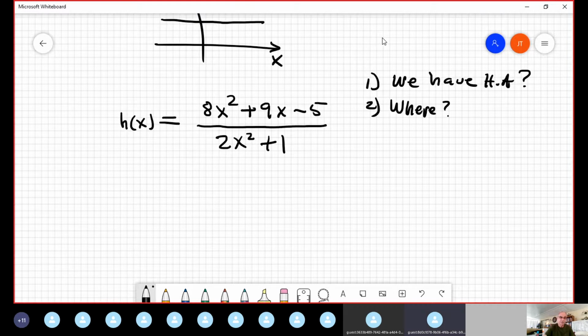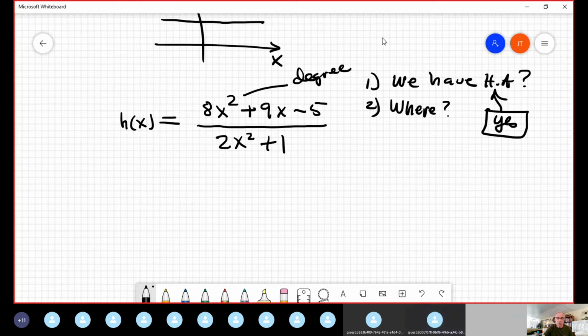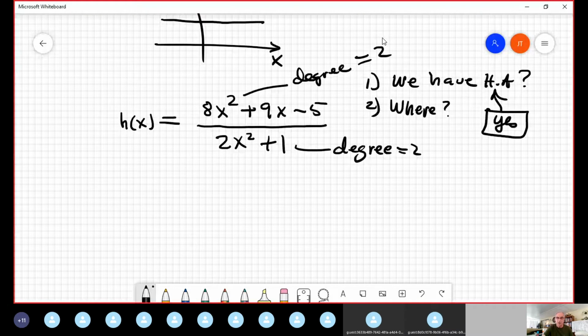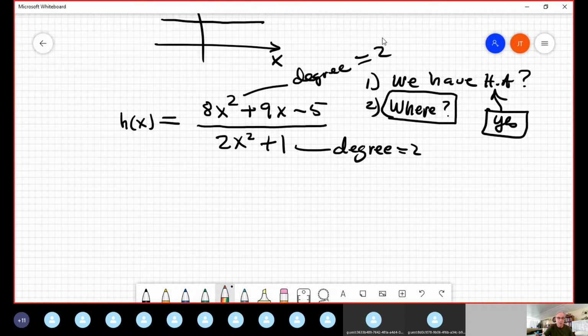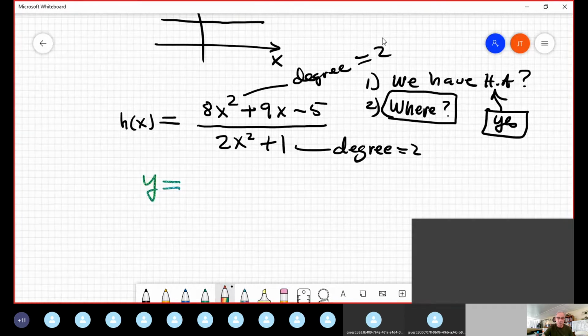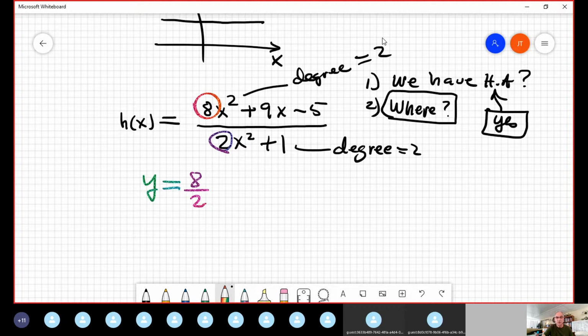Come on, who helps me? Yes, we have one. Why? I need to understand the reason. Because the degree, they both have the same, x squared and x squared. Absolutely, the degree is the same. My second question, where? Y equals something. A over 2, I know, 4, no? Okay, so the horizontal asymptote is at y equals 4.